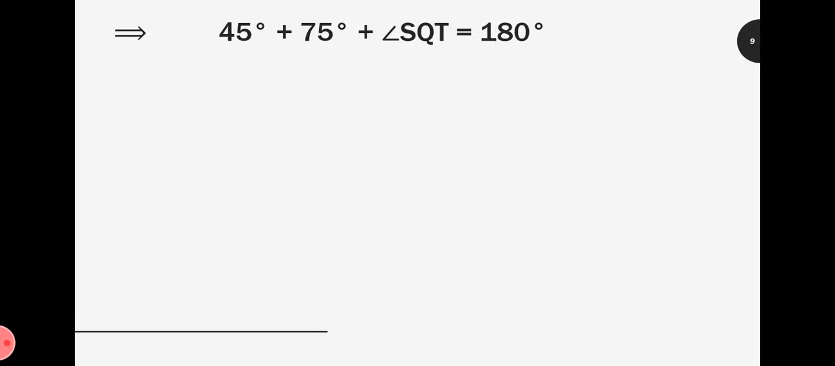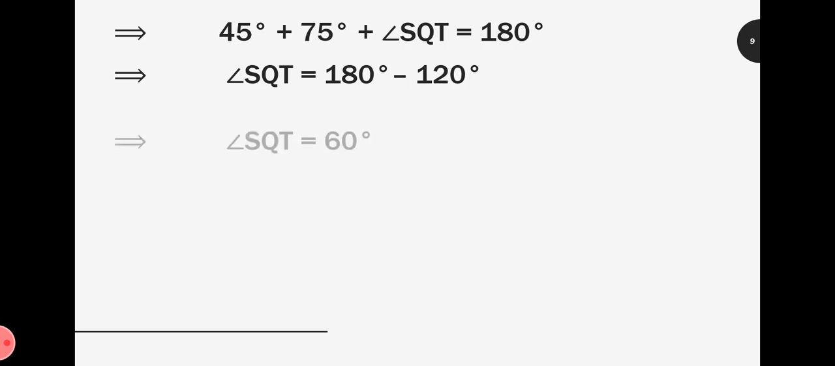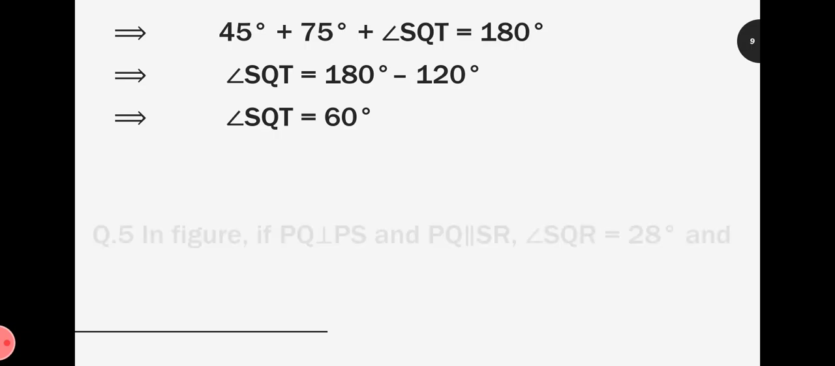45 degree plus 75 degree plus angle SQT equal to 180 degree. Implies that angle SQT equal to 180 degree minus 120 degree. Implies that angle SQT equal to 60 degree. So in this way, using angle sum property repeated times also, we can find the missing angles.